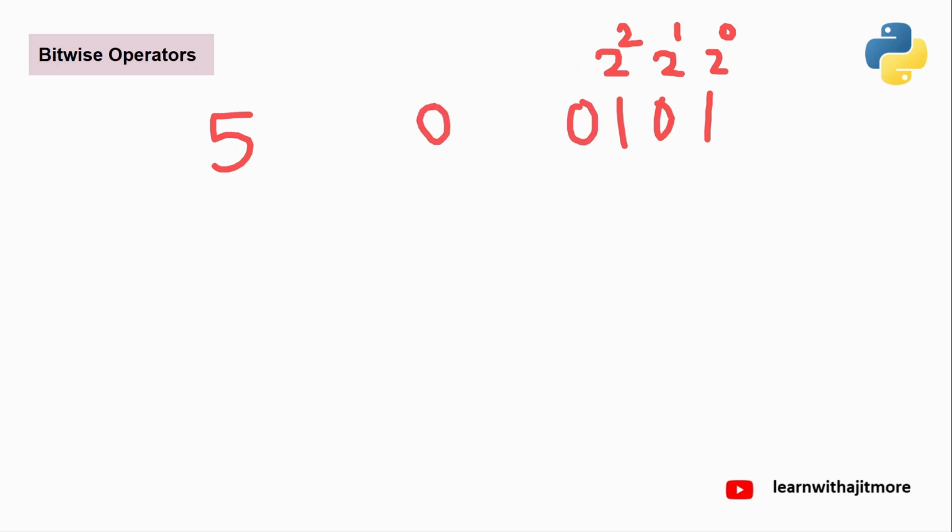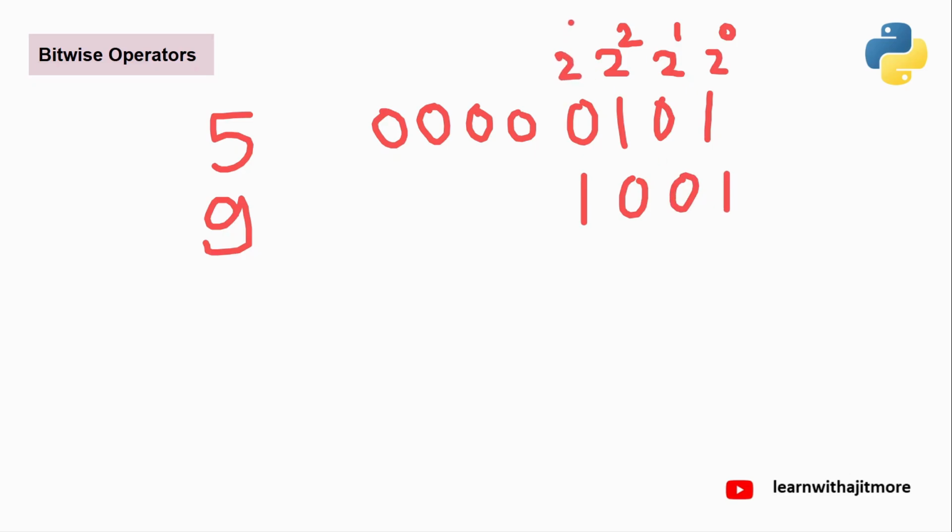For simplicity, if I'm considering a byte, byte means 8 bits. 4 bits make one nibble. This is one nibble. This is another nibble. 2 nibbles make one byte. So this is 5's binary. Maybe another value like 9. So 9's binary is 1001.